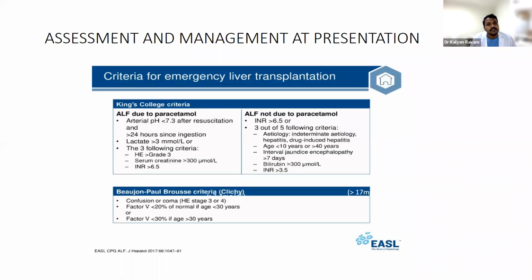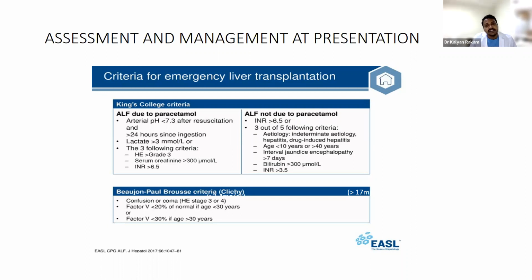If it is ALF due to paracetamol poisoning, the criteria are arterial pH less than 7.3 after adequate fluid resuscitation, or lactate greater than 3, or all 3 of these criteria should be there: hepatic encephalopathy grade 3, serum creatinine greater than 300 micromoles per liter, and INR greater than 6.5.